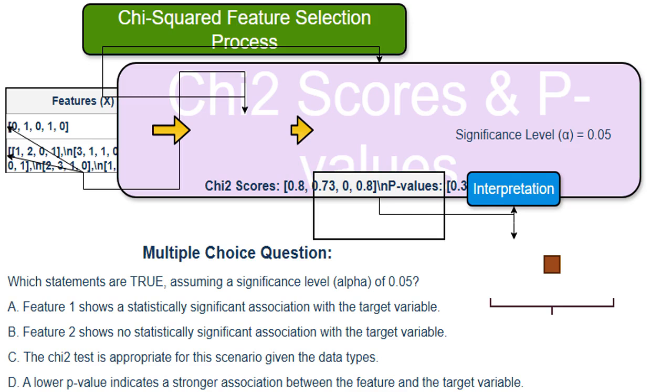The chi2 function gives me 2 important outputs, chi2 scores and p-values. The chi2 scores indicate the strength of association between each feature and the target, while the p-values tell me the statistical significance of that association. I'll use these to determine which features are truly impactful.